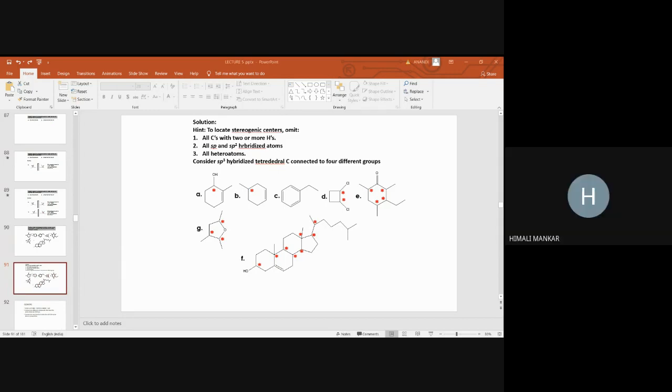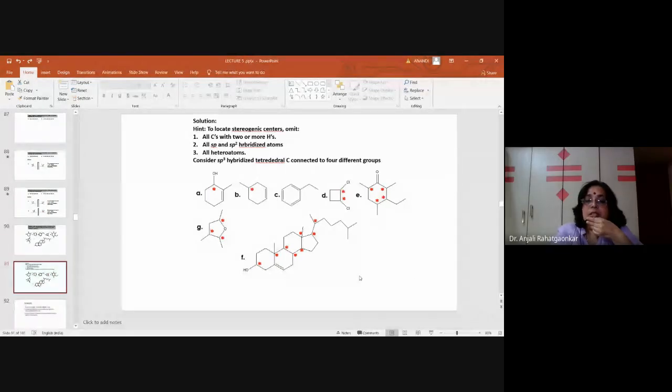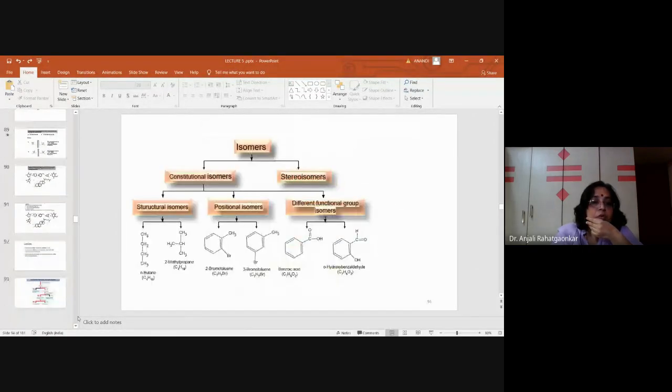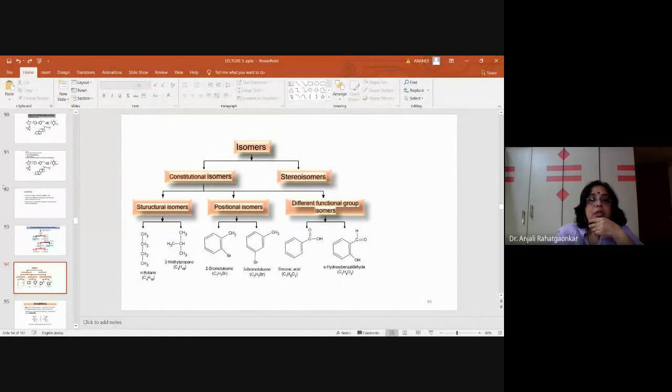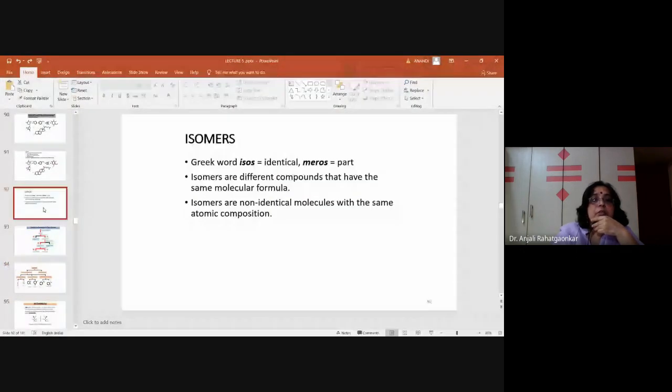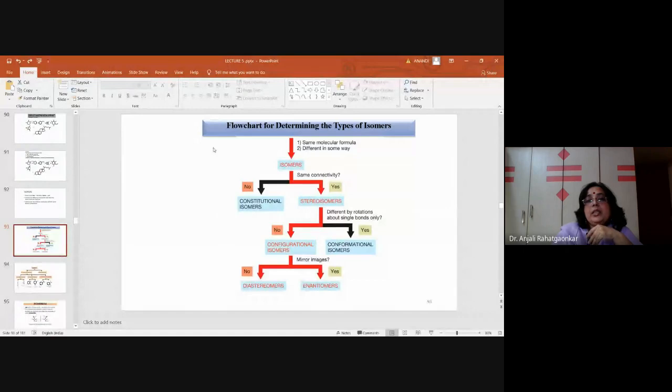Okay. So this is the last regarding the problems. Two more slides we can see, then we'll stop over here. The first slide is isomer, as we know, the same molecular formula and the same connectivity, not identical. Now look at this flow chart first. You can take a screenshot of this slide also.